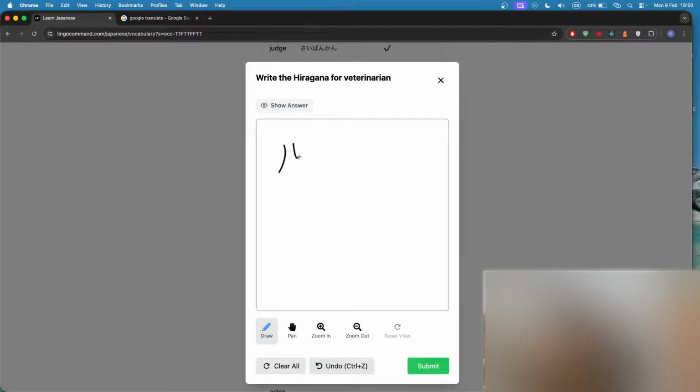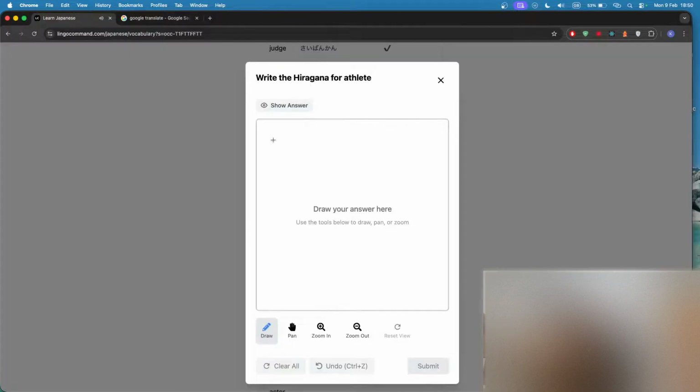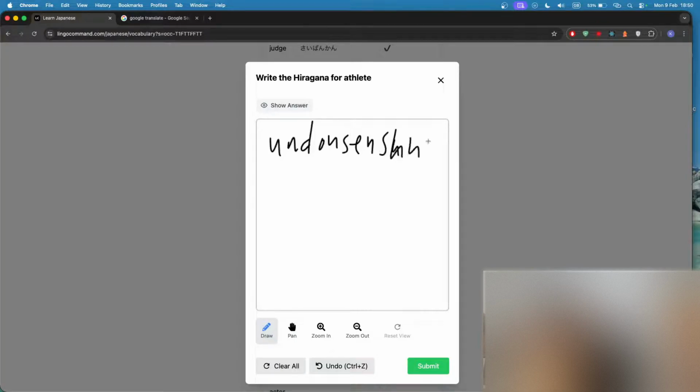Having said that, this is something like ju-i. So this is shi with dakuten becomes ji. This is yu. This is ju, and then we need a u here and then an i. Ju-i. Athlete is undo senshu.